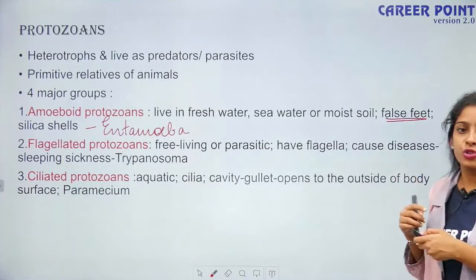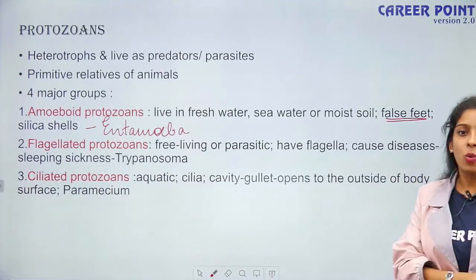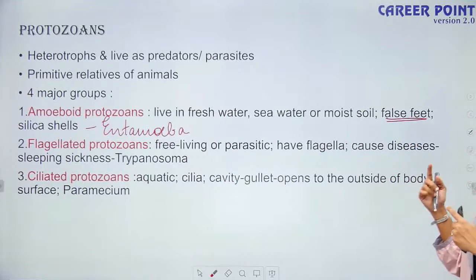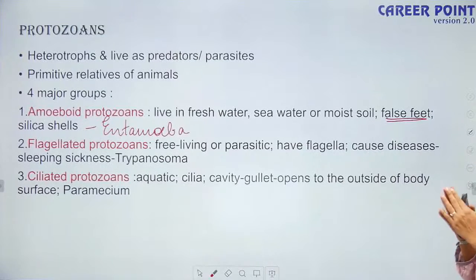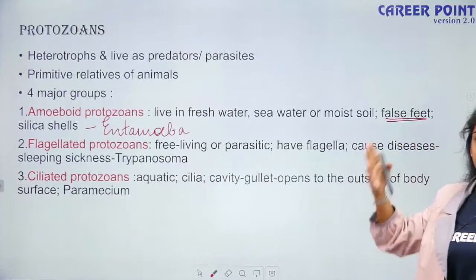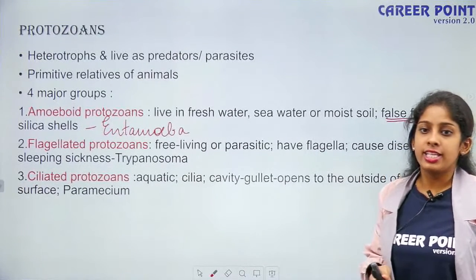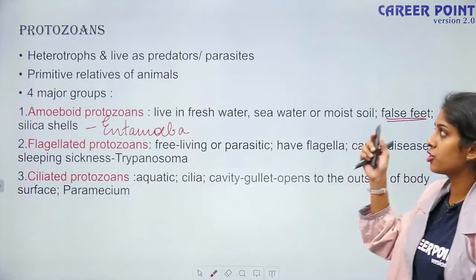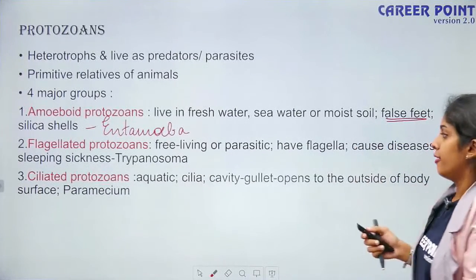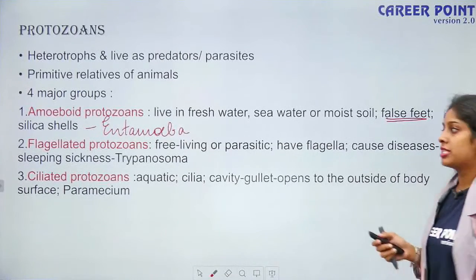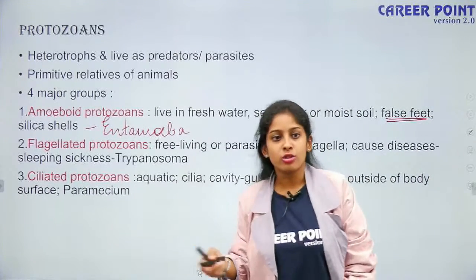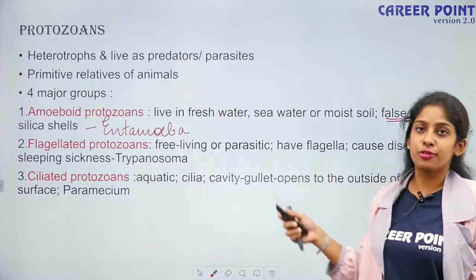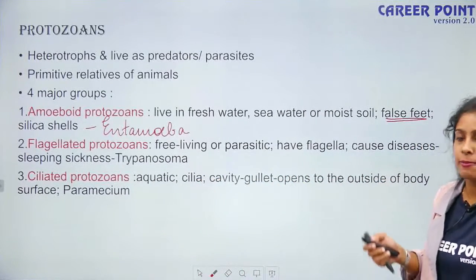So ciliated protozoans. Your ciliated protozoans are aquatic basically, they have cilia and a cavity called the gullet that opens to the outside. Fine. Yes, ciliated protozoans and sporozoans. What are you talking about? You're talking about the types of protozoans. Fine. One example of a ciliated protozoan is Paramecium. They have a coordinated movement, and that coordinated movement helps in engulfing the food material. So that is your ciliated protozoan.